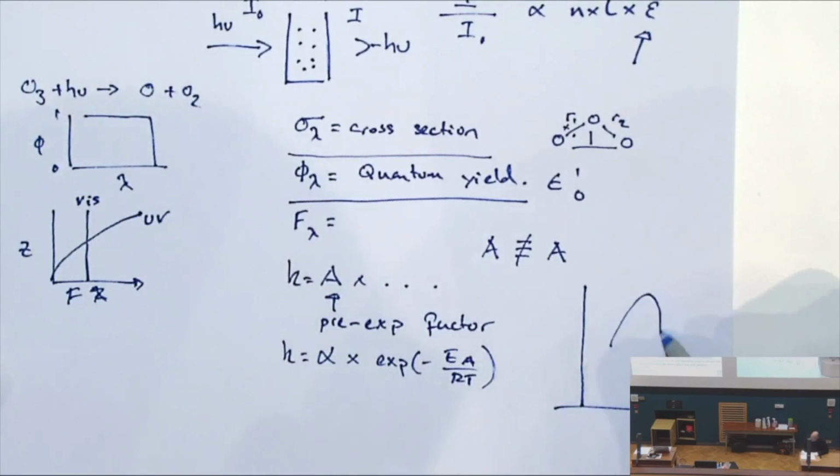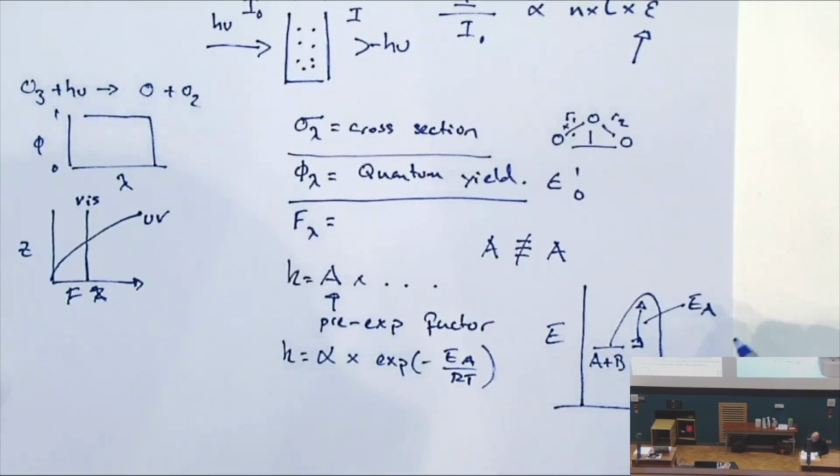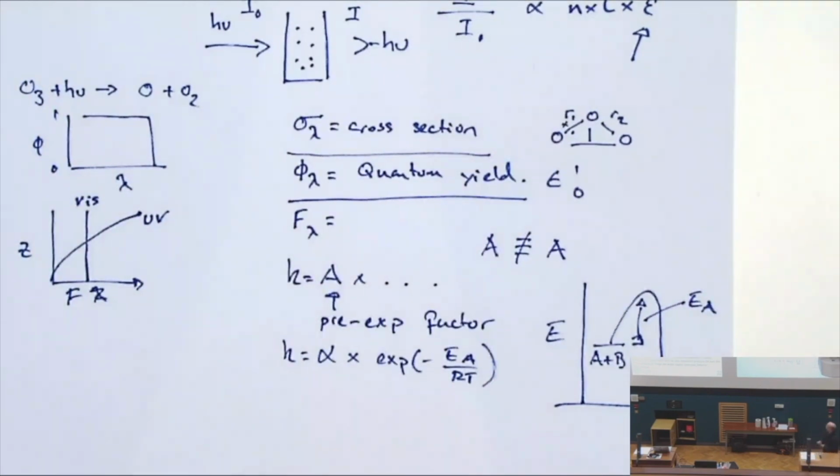So if we've got A plus B goes to C plus D, that sort of difference there, that hump, so we've got energy on the y-axis, that hump there is what we call the activation energy for this reaction. And the more kinetic energy you have, the more energy you have to go over that hump.